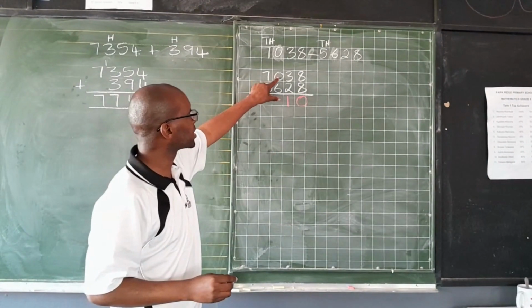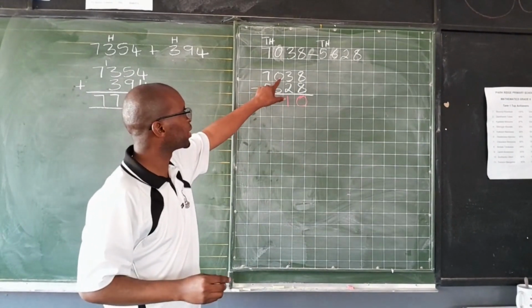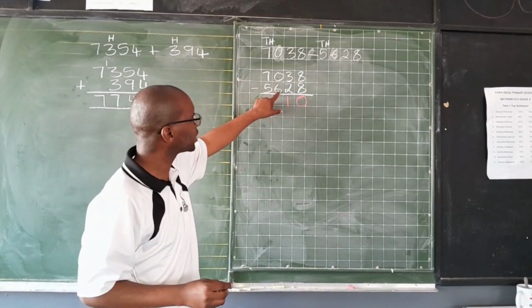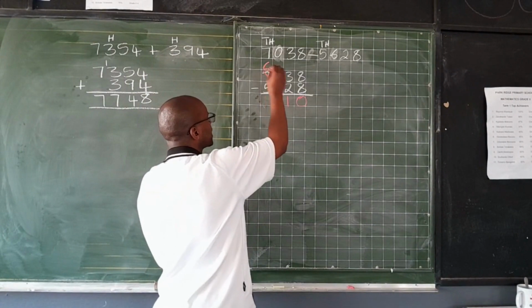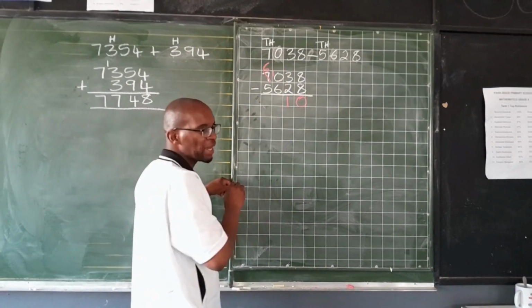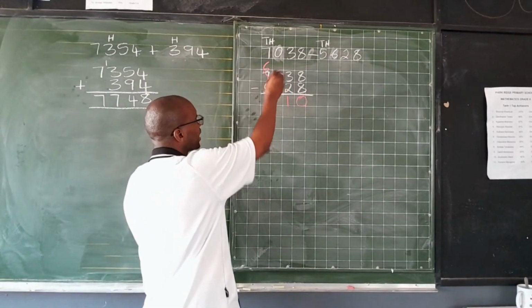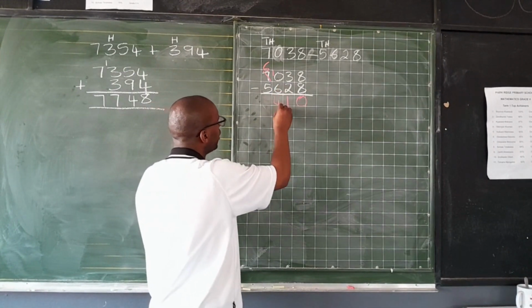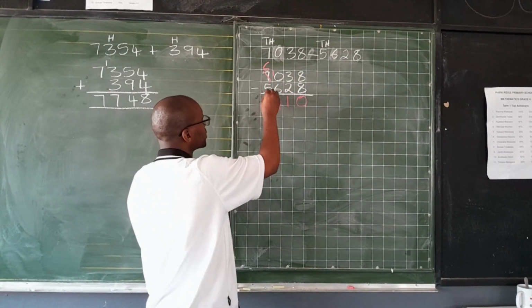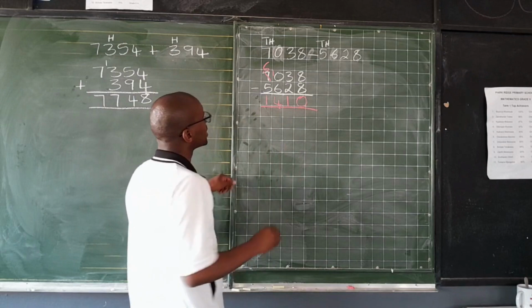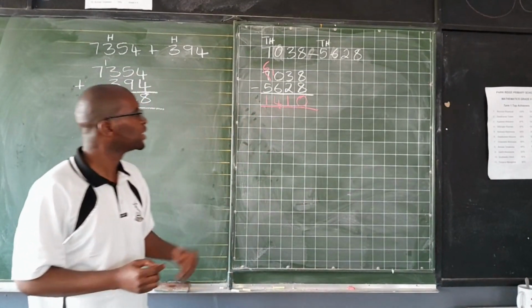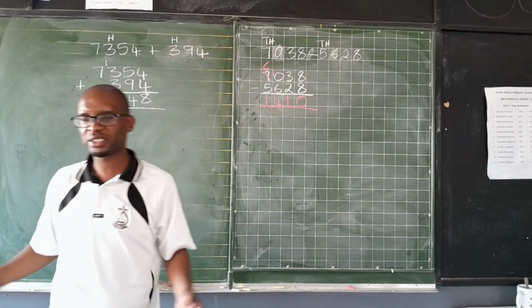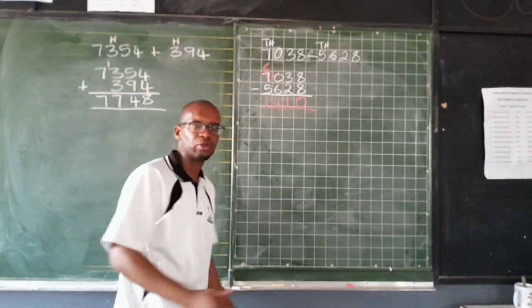Now over here we can see we have a 0 minus 6. So the digit on top is smaller than the digit on the bottom. So we need to go and borrow. So the 7 becomes a 6. And here now we have a 10. Then we can go ahead and say 10 minus 6 gives us 4. 6 minus 5 gives us 1. So that means 7,038 minus 5,628 gives us 1,410.